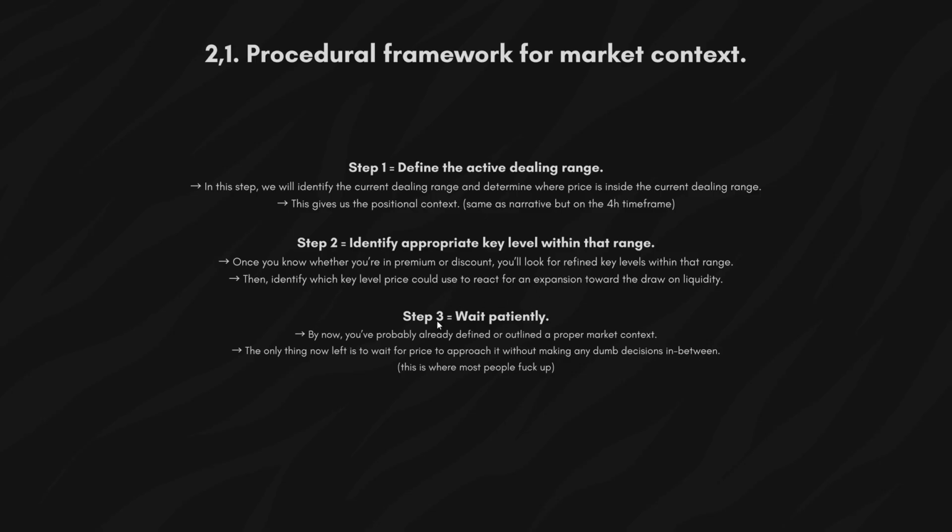And then the third step is to wait patiently for price to approach the key level or the candle range. Okay, by now you've probably already defined or outlined a proper market context in the form of a dealing range, a key level, and a CRT. Now the only thing that is left is for you to wait for price to approach it without making any dumb or idiotic decisions in between. And this is exactly where most people mess up. They can easily identify or outline a proper market context on the 4-hour, but what they struggle with is patience.